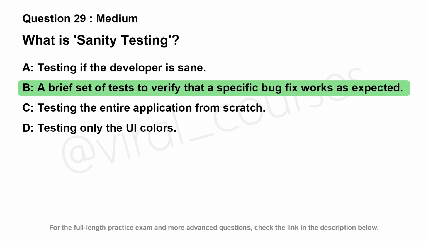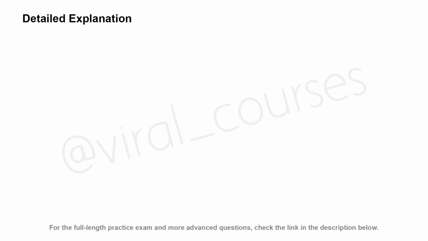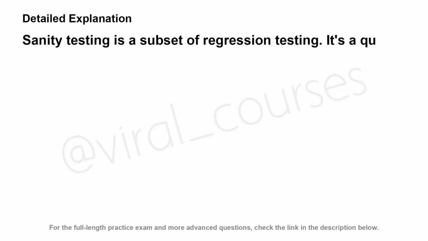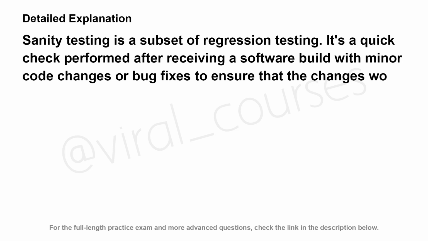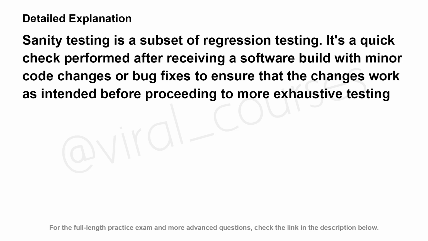The correct answer is B. Sanity testing is a subset of regression testing. It's a quick check performed after receiving a software build with minor code changes or bug fixes, to ensure that the changes work as intended before proceeding to more exhaustive testing.